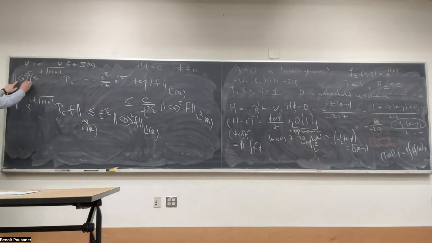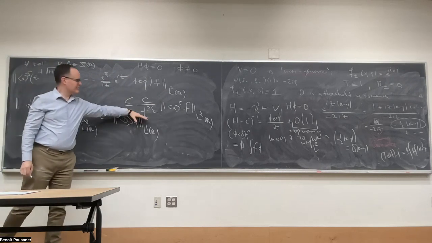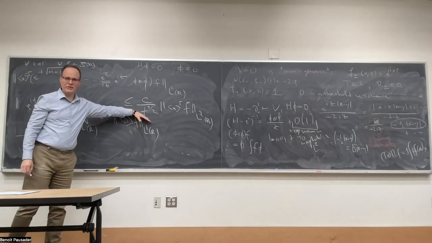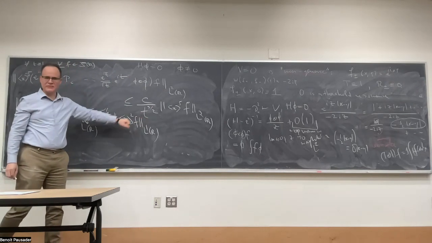Because this is local. You see, the logic here is that if you have data supported near zero and you're an observer sitting near zero, then you will see only tails that decay faster than 1/√t. And that's very good news because this is integrable at infinity.